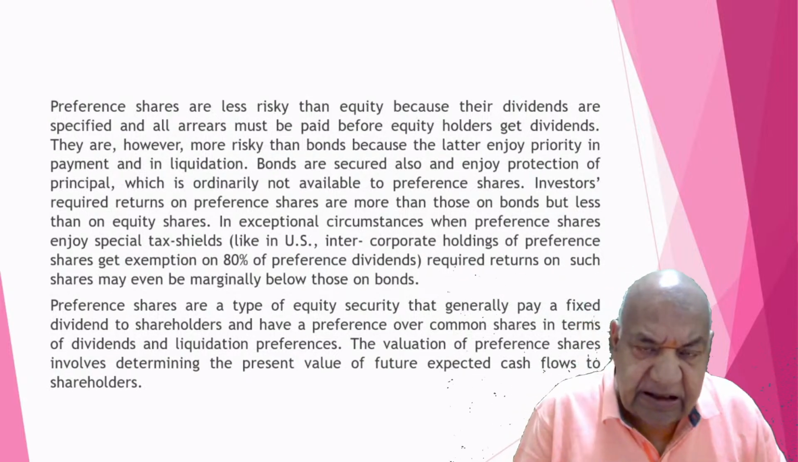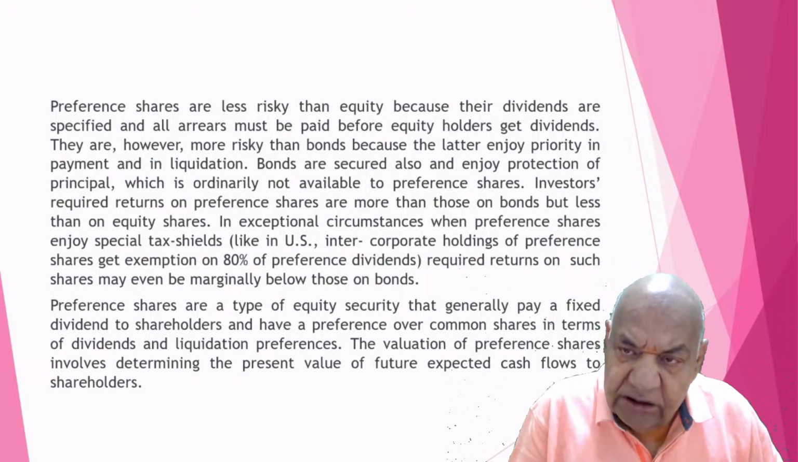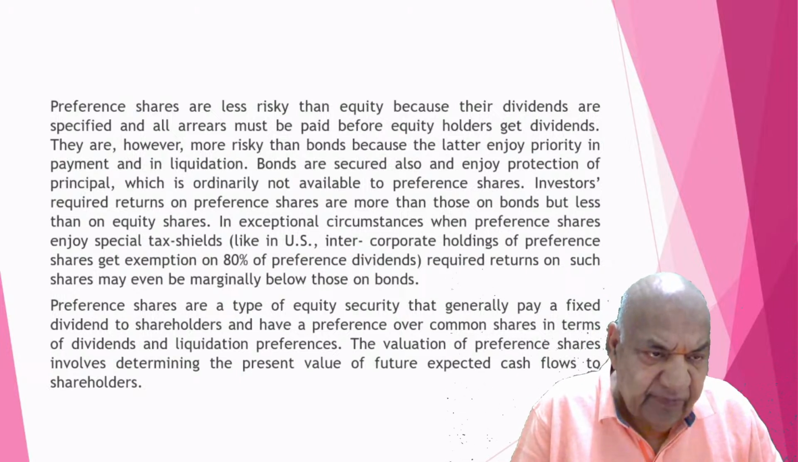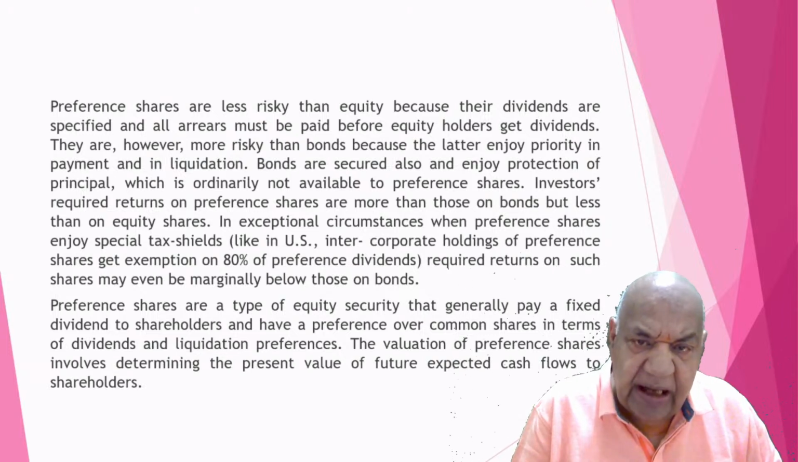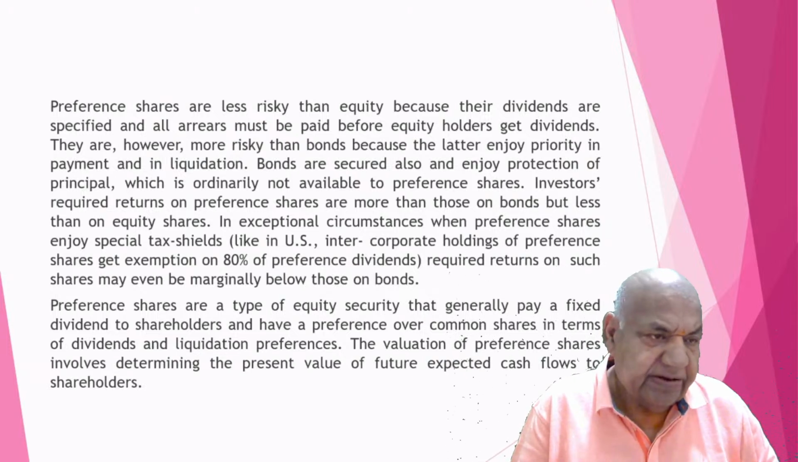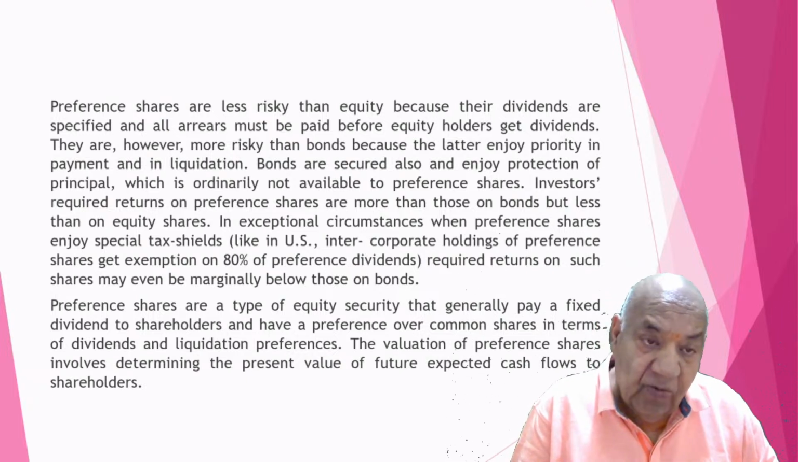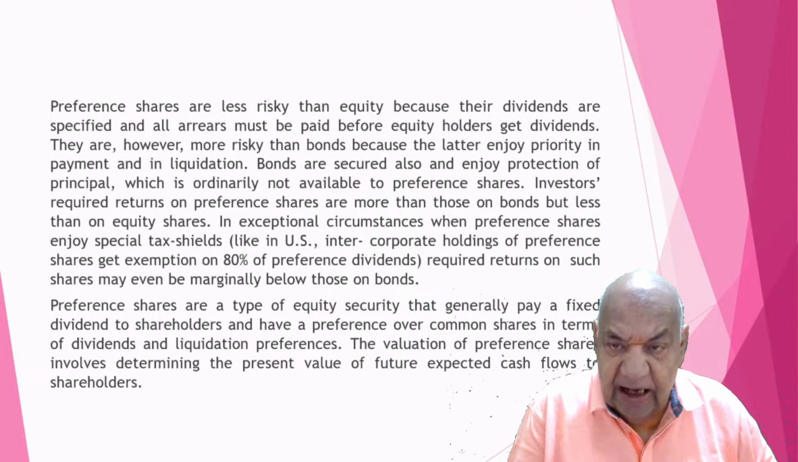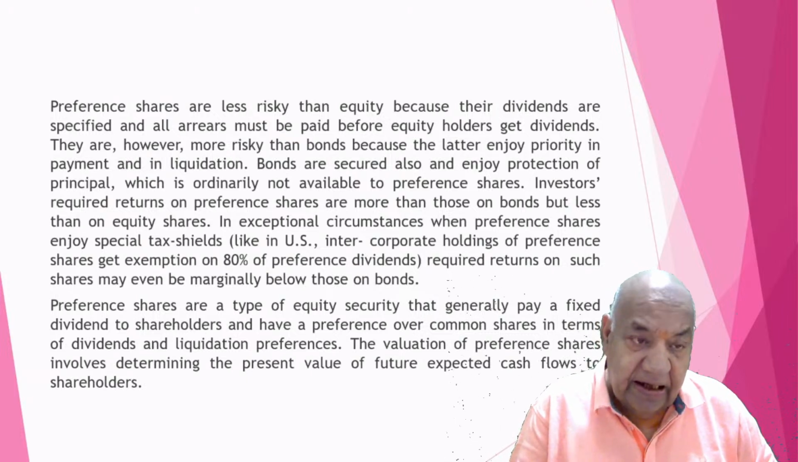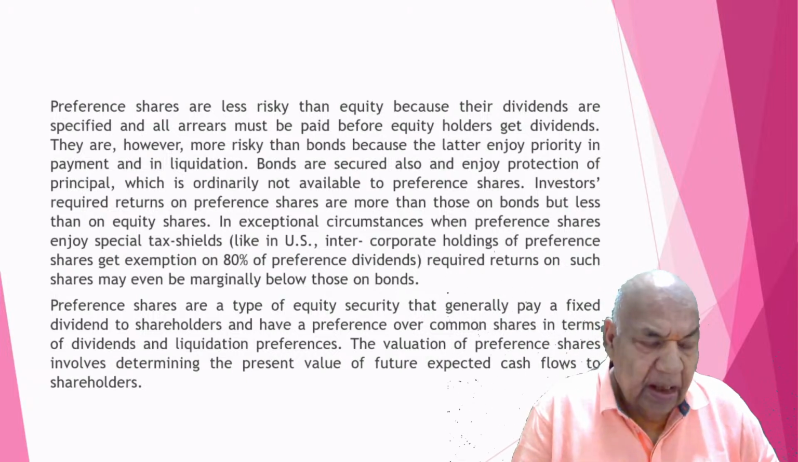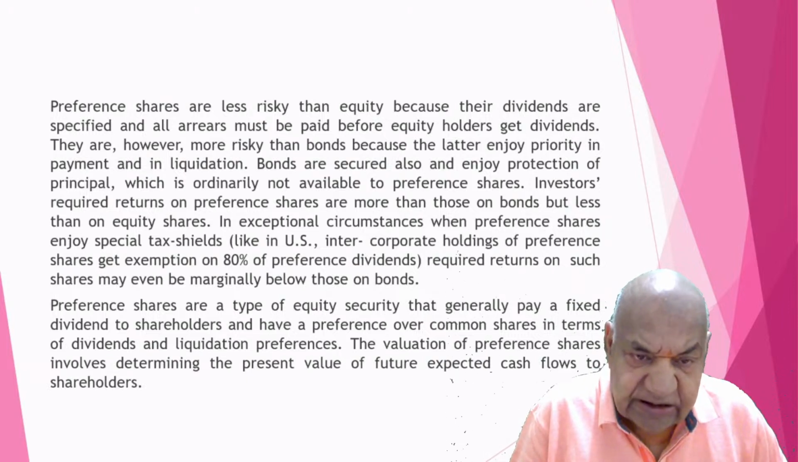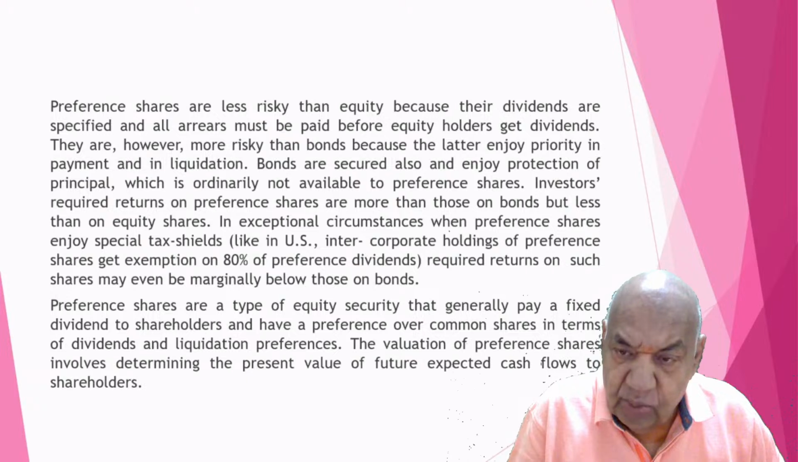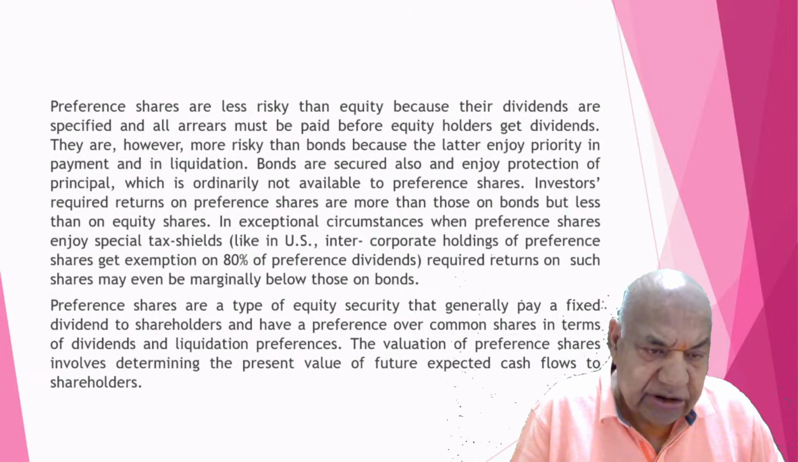Preference shares are less risky than equity because their dividends are specified and all arrears must be paid before equity holders get dividends. They are, however, more risky than bonds because the latter enjoy priority in payment and in liquidation. Bonds are secured also and enjoy protection of principal, which is ordinarily not available to preference shares. Investors' required returns on preference shares are more than those on bonds but less than on equity shares.